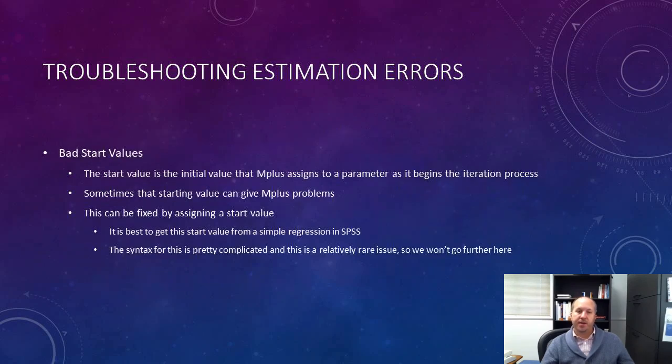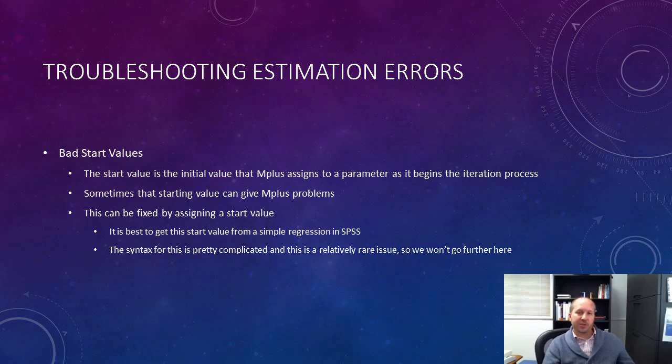The last troubleshooting piece that you want to cover is bad start values. As I said before, start value is that initial value where M+ is starting. You can actually change that start value. If you choose to do that, the best place to determine the starting value is actually just to run a simple linear regression in SPSS with all the variables in there, and use the regression weights, the beta value, as the starting place. So using that unstandardized beta value as the starting place.